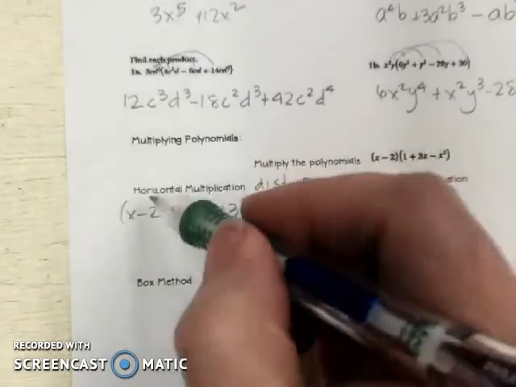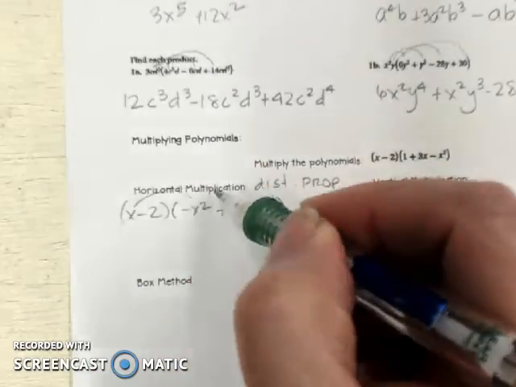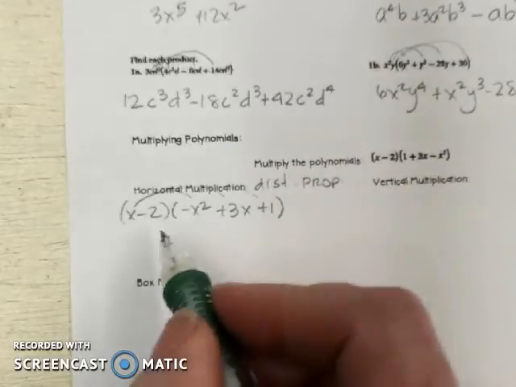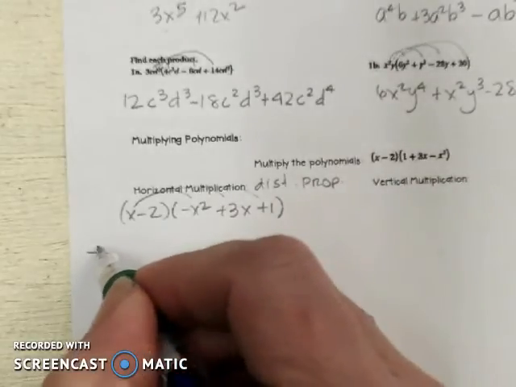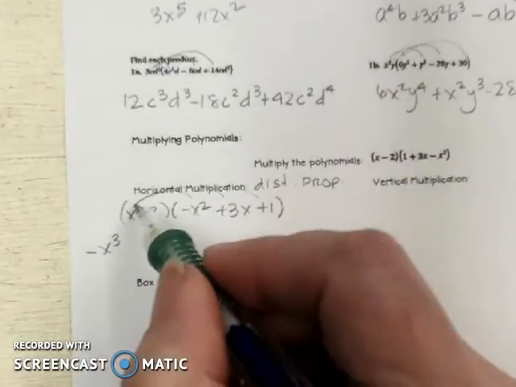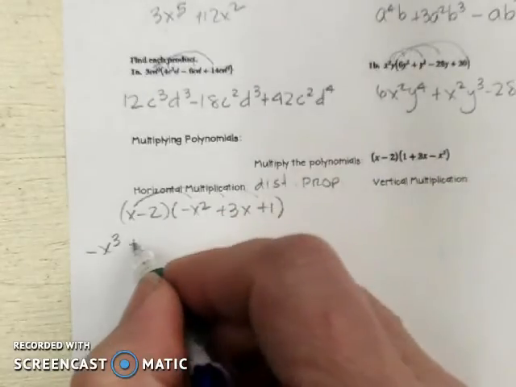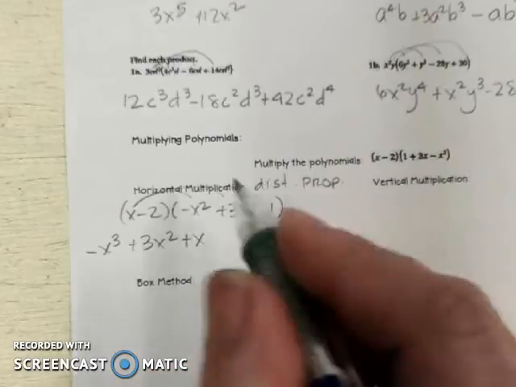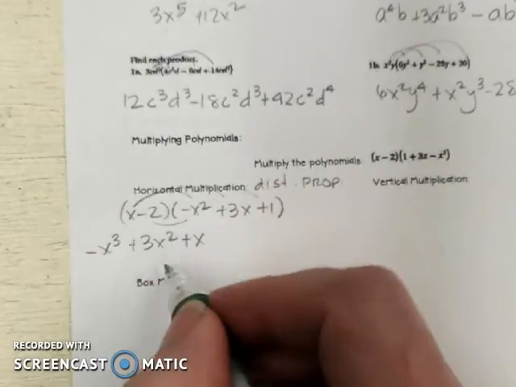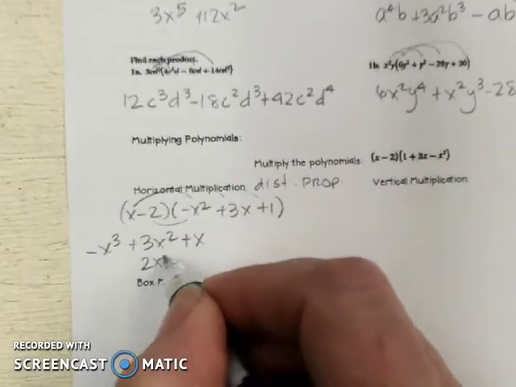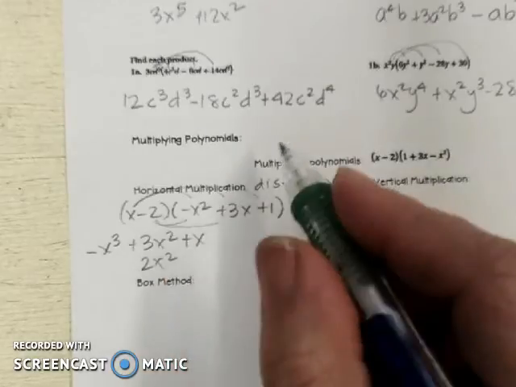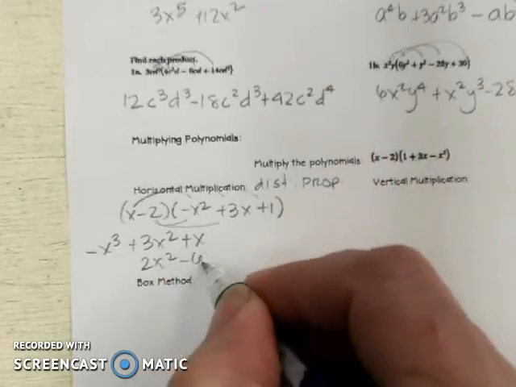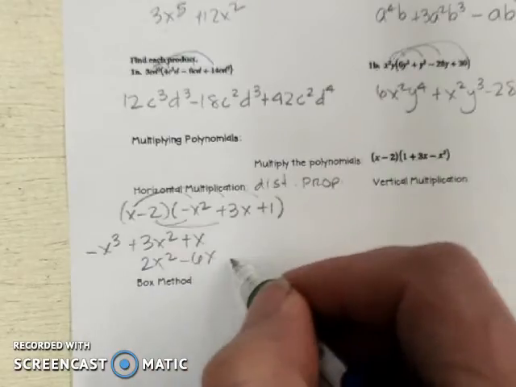Now I'm going to distribute the x to everything in that second polynomial. So x times negative x squared gives me negative x cubed. X times 3x gives me a positive 3x squared. X times 1 gives me x. Now distribute the negative 2. That gives me a positive 2x squared. That gives me a negative 6x. And that gives me a negative 2.